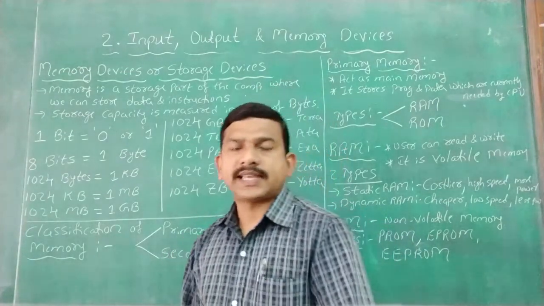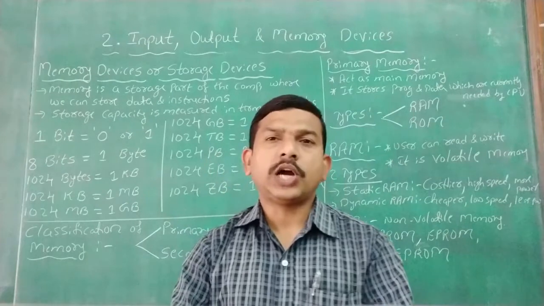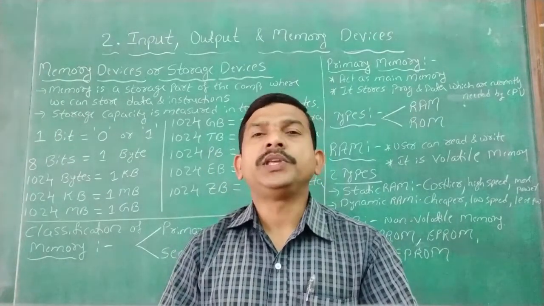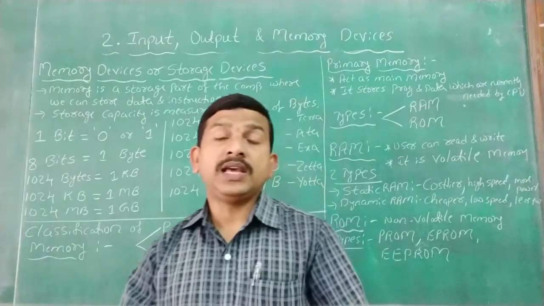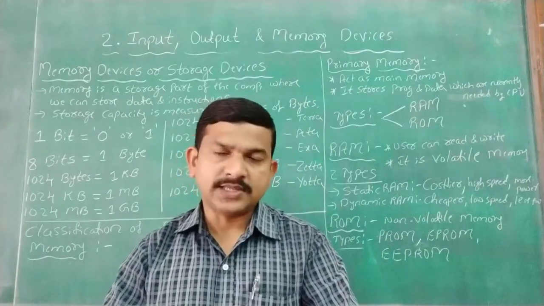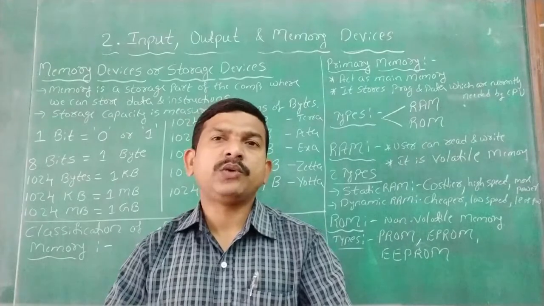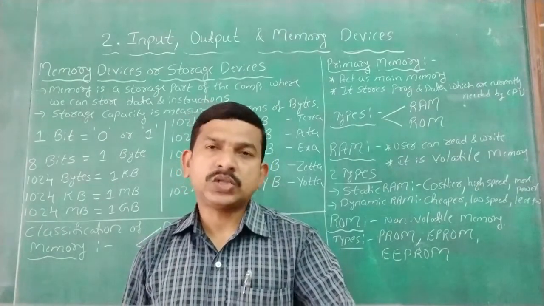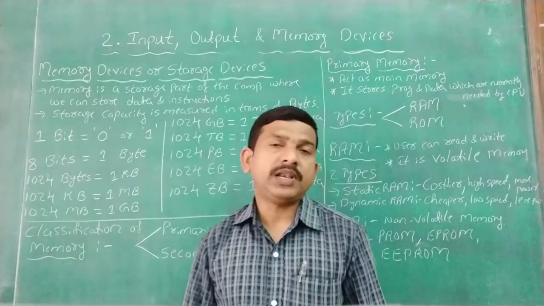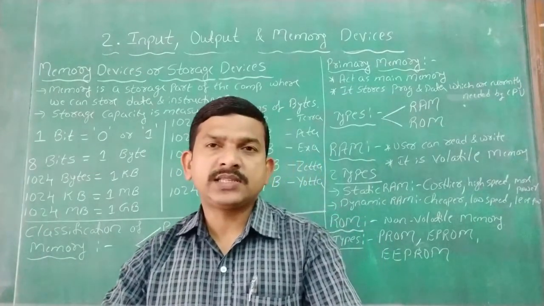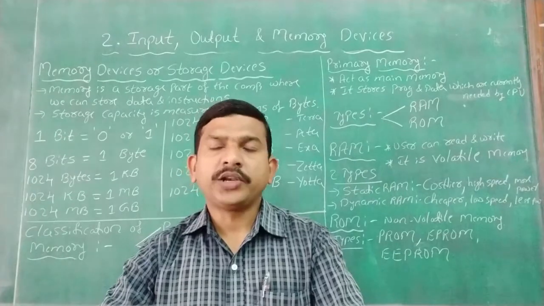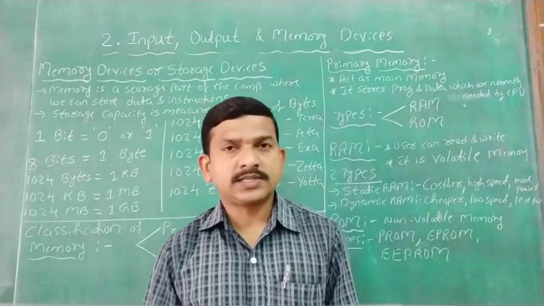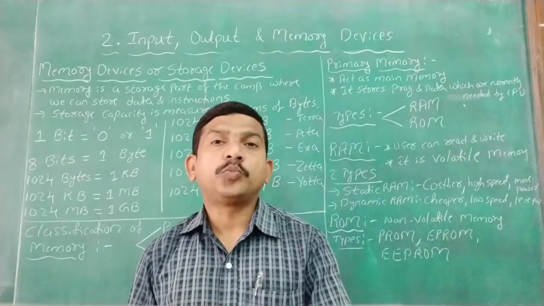So we are in the second chapter, that is input, output and memory devices. We already covered some of the input devices as well as some of the output devices. In input devices we have discussed keyboard, mouse, scanner, OMR, OCR, etc. Similarly, in output devices we have discussed monitor, printer, speaker, plotters.